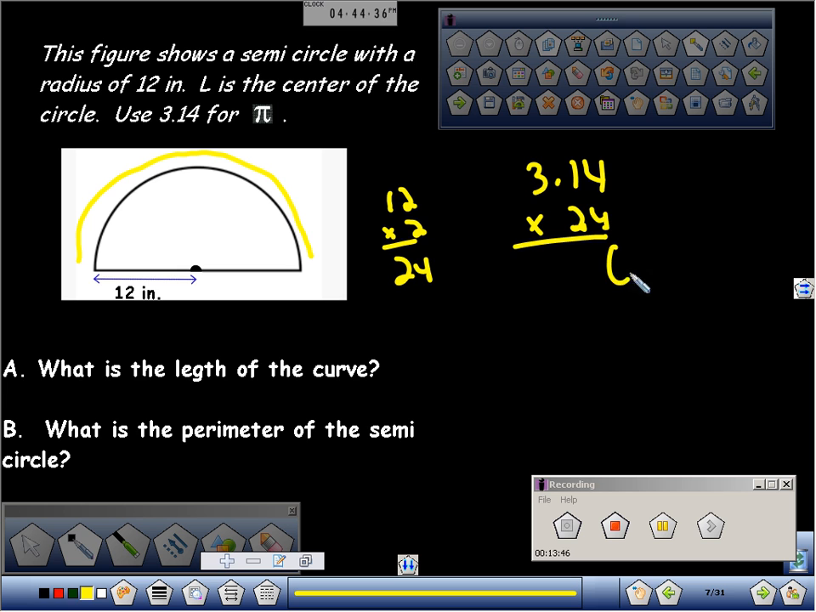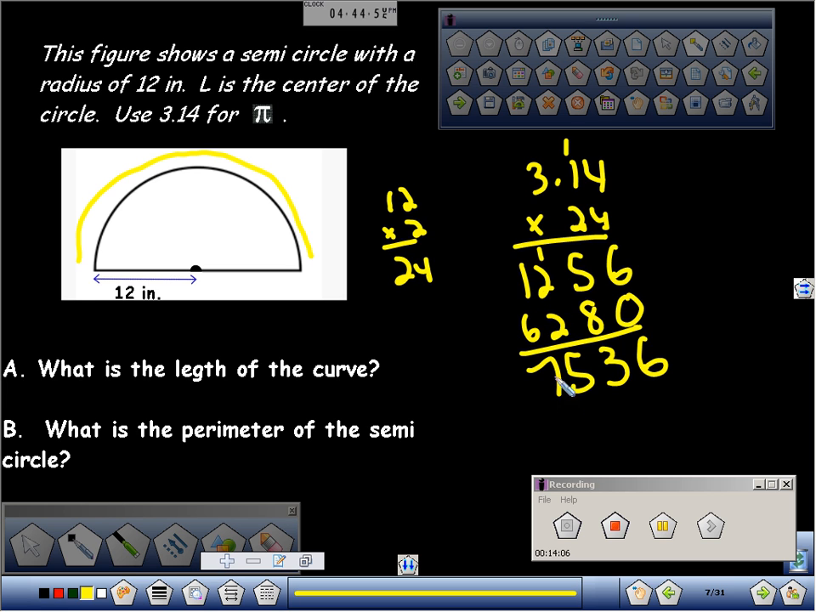4 times 4 is 16. 4 times, carry the 1, 4, 5. 4 times 3 is 12. Put our 0. 2 times 4 is 8. 2 times 1 is 2. 2 times 3 is 6. We get 6. 8 plus 5 is 13. Carry our 1. 2, 3, 4, 5. 5. 6 plus 1 is 7. Decimal 1, 2, 1, 2. So our circumference is equal to 75 and 36/100.